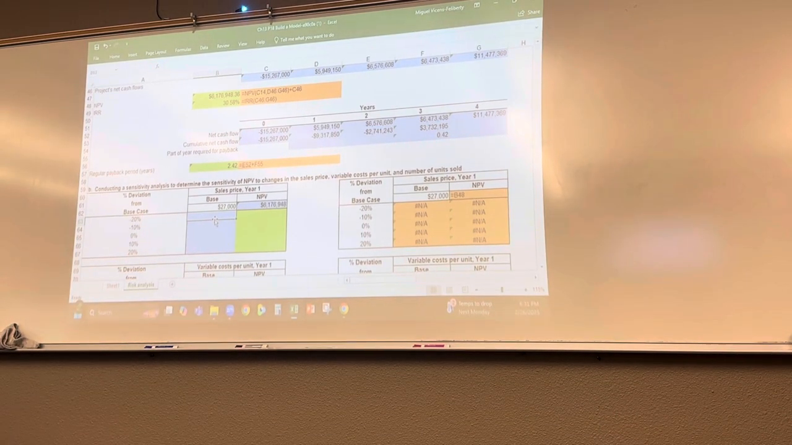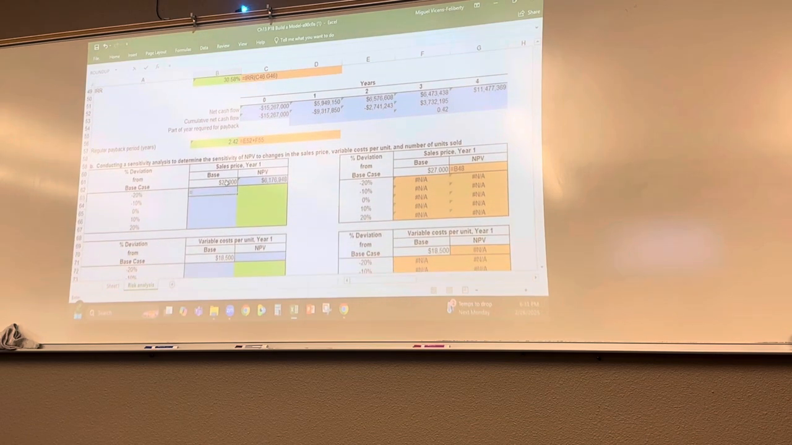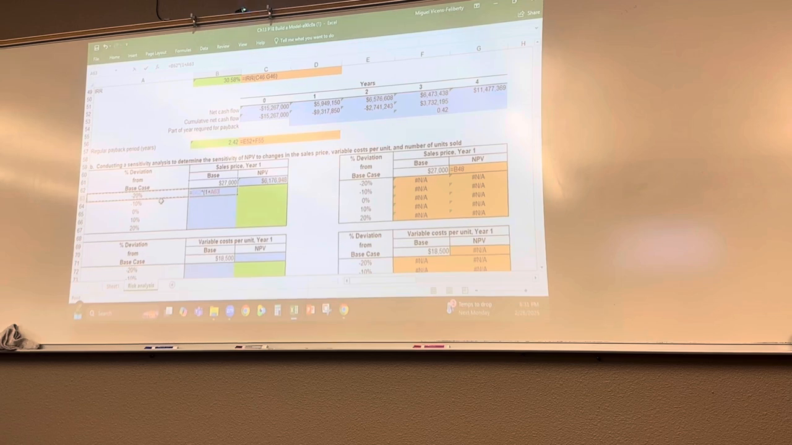So for my sales price, I'm going to take this number, the sales price, 27,000, but I'm going to use this one because I'm going to need to change it up there. So I'm going to use the 27,000 sales price here times 1 plus this percentage, right? So this is going to tell me what if my sales price is only 80% of my base case. And the next one's going to tell me what if it's 90% of my base case, et cetera, et cetera.